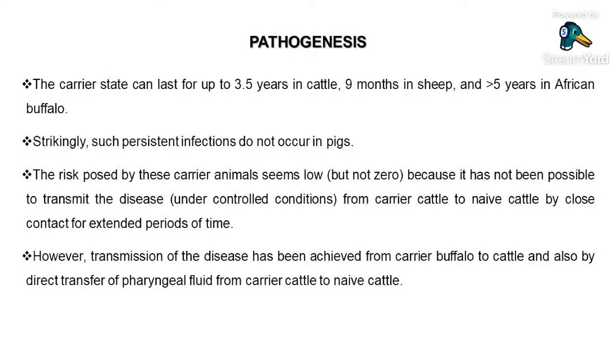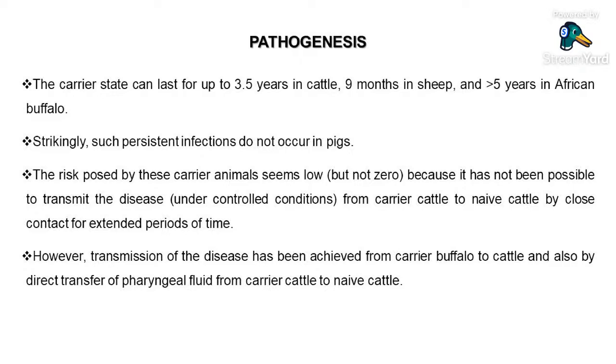Whenever an animal becomes a carrier, the carrier state lasts for 3.5 years in cattle, 9 months in sheep, and greater than 5 years in African buffalo. But whenever a pig gets infected, it doesn't become a carrier. This is the most important fact: the pig is not a carrier, but it is a disseminator of the virus, and it causes more infection than cattle in disseminating the virus.